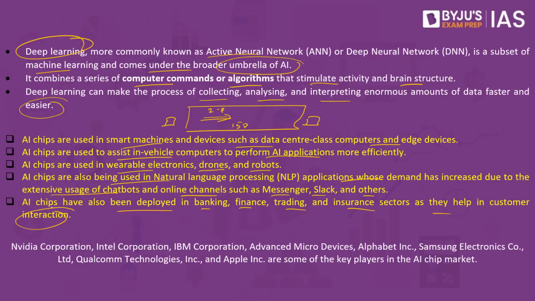There are a number of companies working on these AI chips. These include Nvidia Corporation, Intel Corporation, IBM Corporation, Advanced Micro Devices, Alphabet Inc., Samsung Electronics Co. Limited, Qualcomm Technologies, and Apple Inc., which are some of the key players in the AI chip market. It is this that we have to understand with respect to this article. Now let's look into the next article.